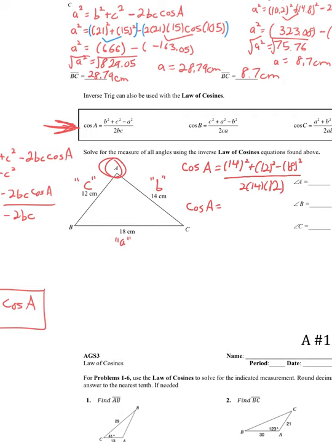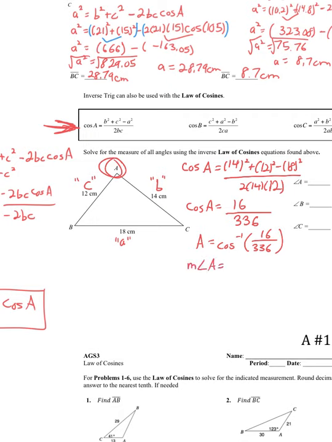So the numerator is 14 squared plus 12 squared, and then minus 18 squared. It comes out to 16 in my numerator. My denominator, 2 times 14 is 28, and 28 times 12 is 336. So that's what I end up getting for cosine of A. And I still need to do my inverse cosine. Take the inverse of both sides, and I get A equals cosine inverse of 16 over 336. Then go ahead and throw that into my calculator.